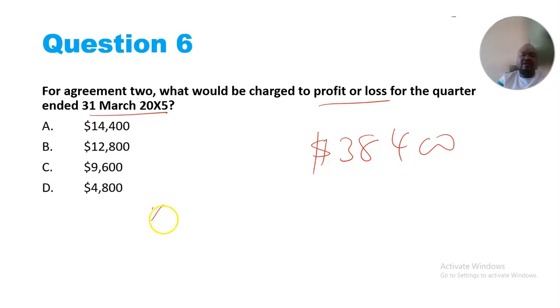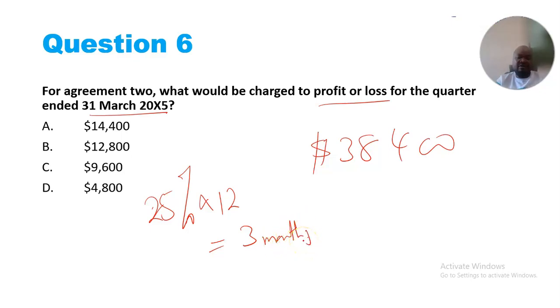is 25% of 12 months, right? That's another way of getting a quarter. What is 25% of 12 months? This should be 3 months, isn't it? Let me determine 25% of 12. Yes, that's 3.